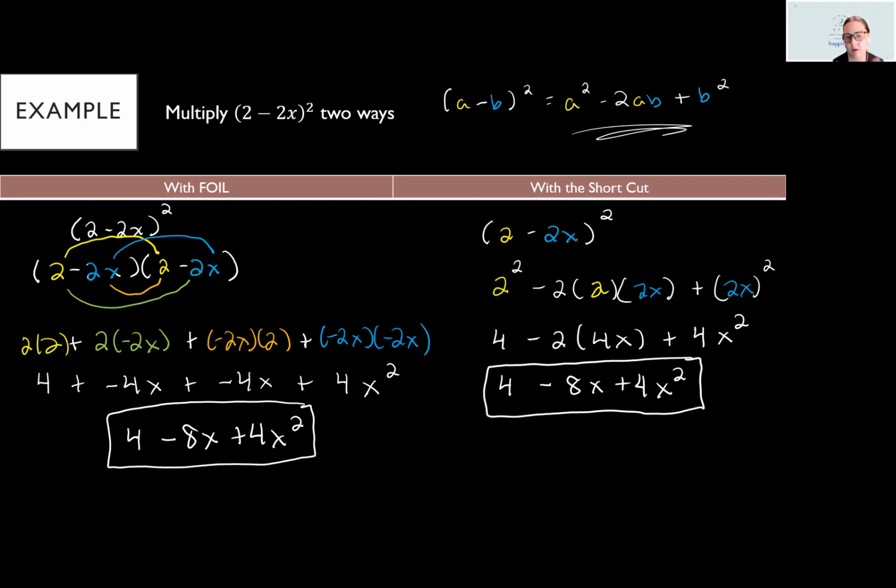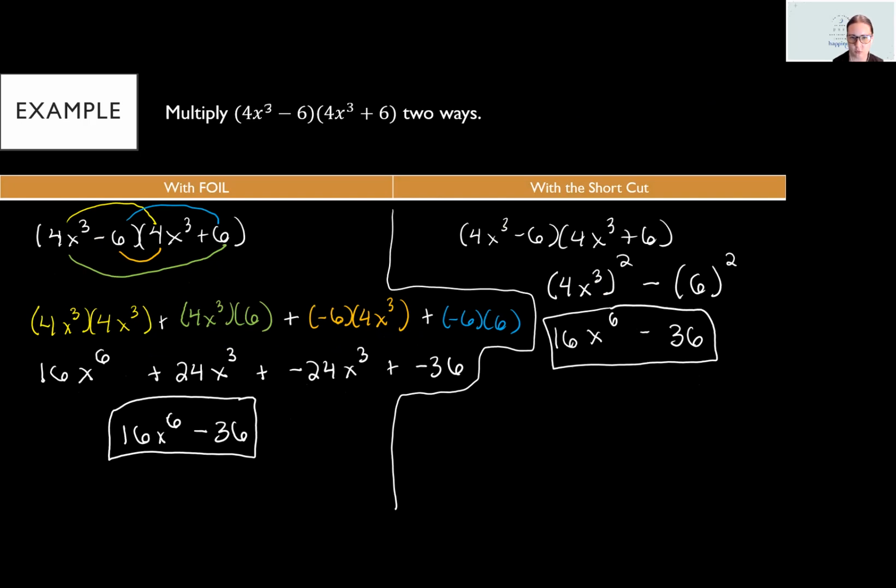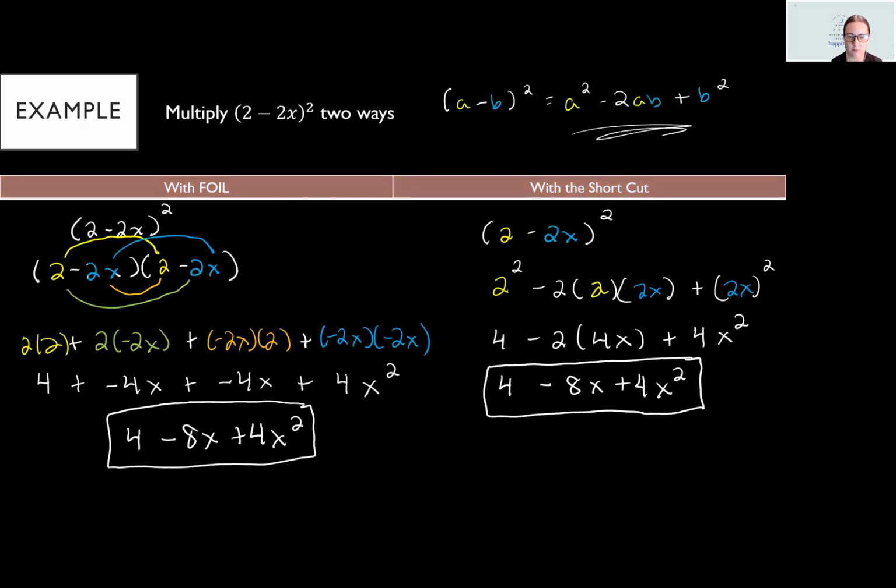So you want to be very careful that you know which rule to use when, because the most common error is doing this when you were supposed to do this, not being able to keep apart the two different types, the difference of squares versus the perfect square trinomial.